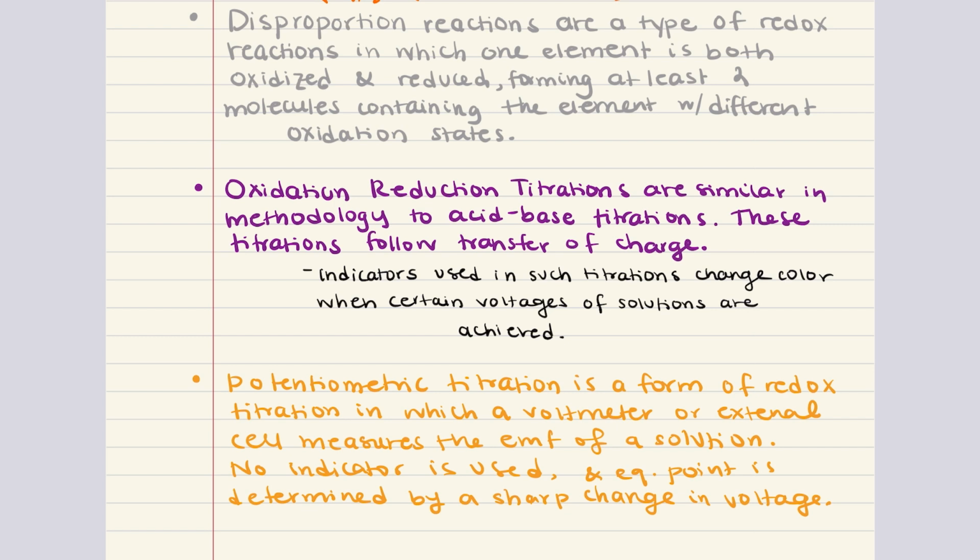Then we have potentiometric titration. This is a method where no chemical indicator is used. Instead, the progress of the titration is monitored by measuring the electrical potential difference, the voltage of the solution, with a voltmeter. As the titration progresses, the voltage changes, and this change is used to determine the equivalence point. This is analogous to following an acid-base titration with a pH meter instead of a color indicator. They are highly accurate, and they're often used when precise determination of an endpoint is required.